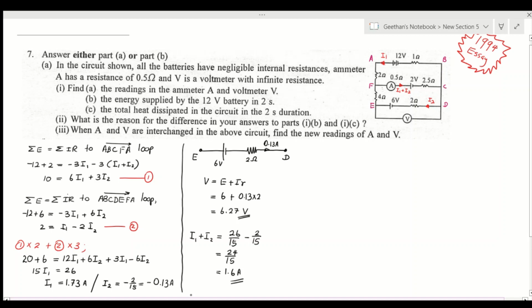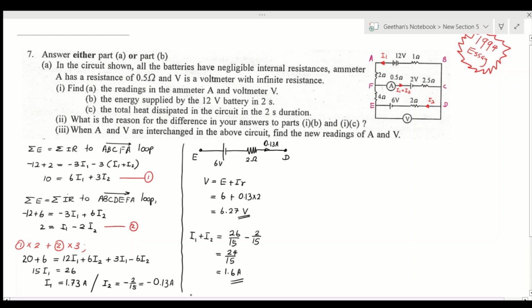You can see that I have now found the voltmeter and ammeter readings. In order to find the voltmeter reading: the voltmeter reading is the potential difference between E and D. So I have drawn the E and D part separately here. I can consider these two, the battery and the resistance, as a single cell with an internal resistance, with current drawing into the battery.